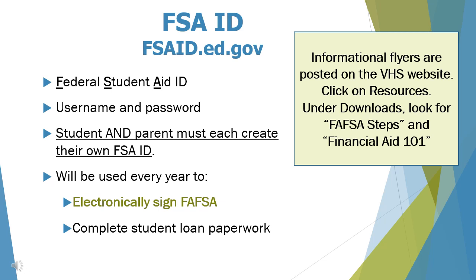Students must have a Social Security number to create an FSA ID and to complete the FAFSA. Parents without Social Security numbers will not be able to get an FSA ID. They'll have to print a signature page and mail it to Federal Student Aid, the FSA, to complete the FAFSA application. This option is presented at the end of the FAFSA.